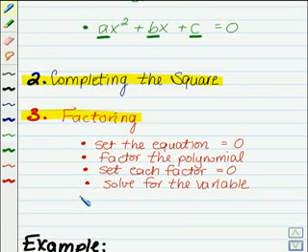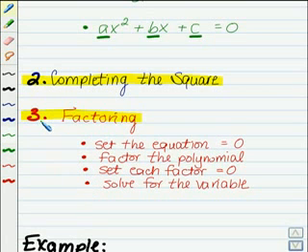Now when you're factoring, you need to follow these steps. First of all, you want to set the equation equal to 0, just like you would do if you were working with the quadratic formula. Then you're going to factor the polynomial that you have remaining. When you have it factored, you'll set each factor equal to 0 and then solve for the variable.